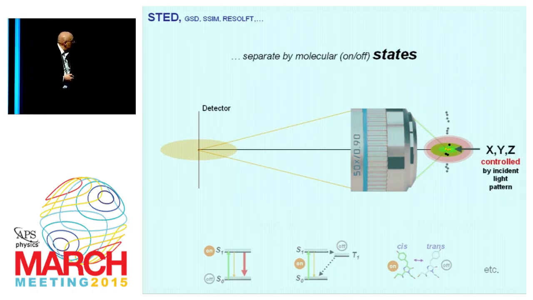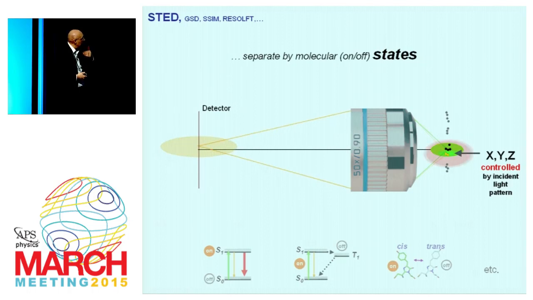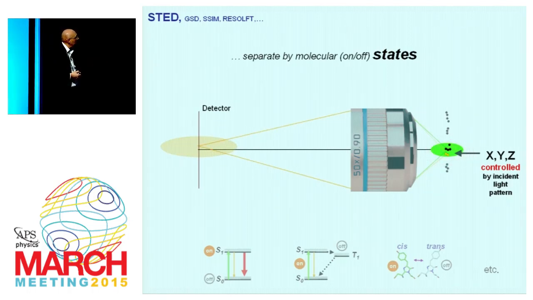So in this concept, we controlled the on state with a pattern of light that falls on the sample. We use a bright pattern of light that determines the position of the on state very clearly, and this is just used to detect the fluorescence, or the signal that is produced here, from the molecule.